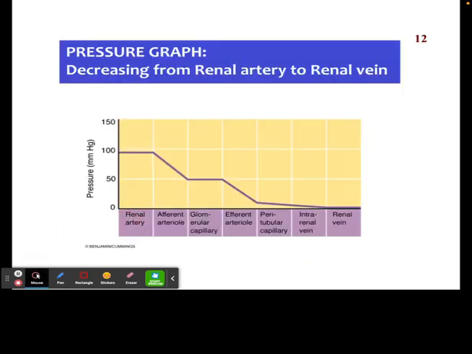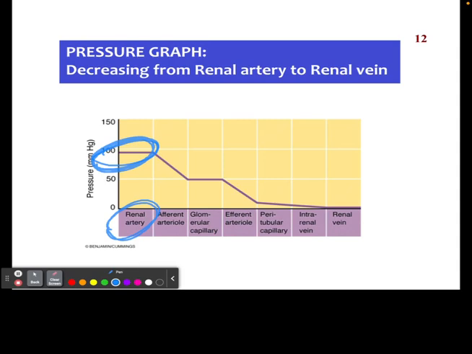Here's a graph also showing how, as blood is pushed into the kidneys, it is going to continually decrease in pressure. At the beginning, from the renal artery where it first enters the kidney, it has a pretty high pressure. If you remember from our unit on the heart, our arteries are pushing blood all throughout our body and have a high pressure. That's why you can feel your arteries, your blood pressure, and your heart rate. So you have a high blood pressure in your arteries.